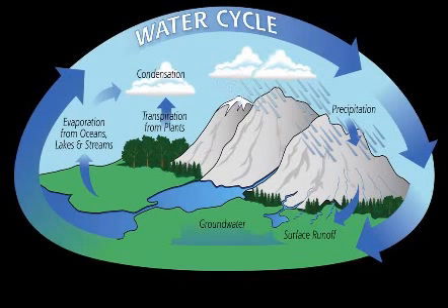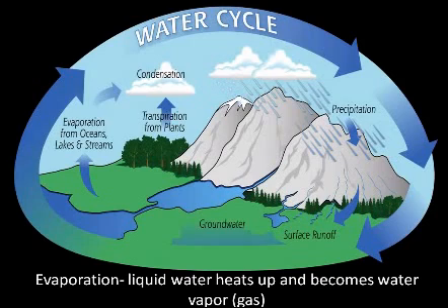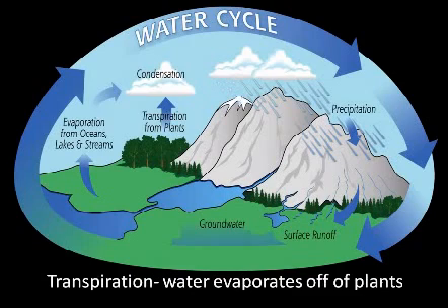Alright, water cycle. On Earth, we have oceans, lakes, and streams full of liquid water. When that liquid water warms up, it will turn into water vapor, which is a gas. We call that evaporation. The evaporated water, now a gas, will rise up into the atmosphere. Another way for water to move from Earth into the atmosphere is through transpiration, which is just evaporation off of plants. It's basically plant sweat.